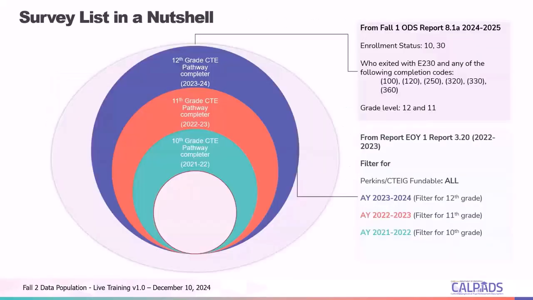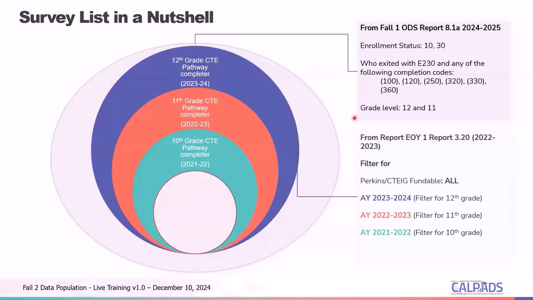Okay, let's go ahead and get in a little bit more detail on identifying these students. So this slide shows a visual aid that's helpful for generating your PSTS student list from CALPADS reports. So first, in order to determine your high school completers, you'll need to run report 8.1A for academic year 2023 to 24. You'll do this filtering for exit reason code E230, completer exit, and completion status codes of 100, 120, 250, 320, 330, and 360.